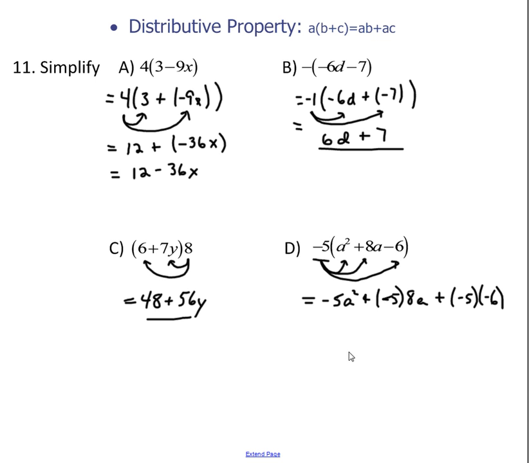Notice that I'm separating out my negatives here, so I have all additions in my terms. I've got negative 5 times a squared plus negative 5 times 8, which would be negative 40a, plus negative 5 times negative 6, which is going to become positive 30. And simplifying one more time to get rid of all symbols of grouping, we're going to rewrite this as negative 5a squared. Recognize that the addition of a negative is the same as subtraction. So we're going to subtract 40a plus 30.